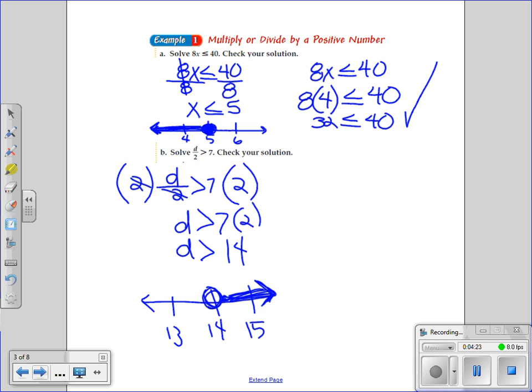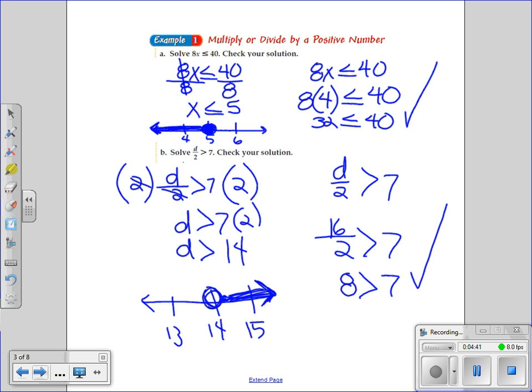Let's check our answer. D over 2 is greater than 7. Pick a number for me that's greater than 14. Let's try 16. Is 16 over 2 greater than 7? 16 divided by 2 is 8. Yes, 8 is greater than 7, so that answer is correct.